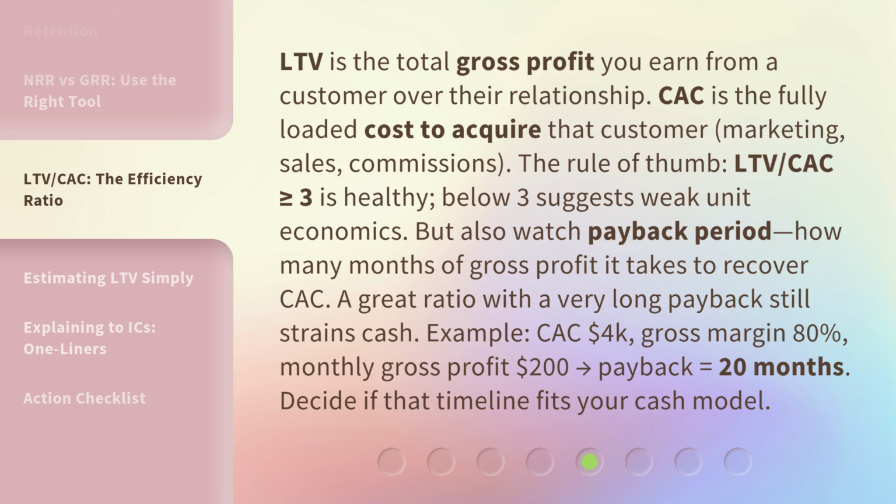But also, watch payback period. How many months of gross profit it takes to recover CAC. A great ratio with a very long payback still strains cash. Example: CAC $4,000, gross margin 80%, monthly gross profit $200 → payback equals 20 months. Decide if that timeline fits your cash model.